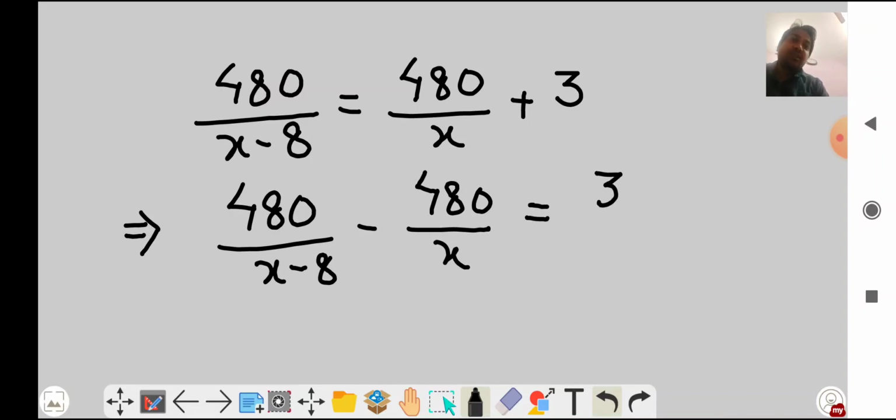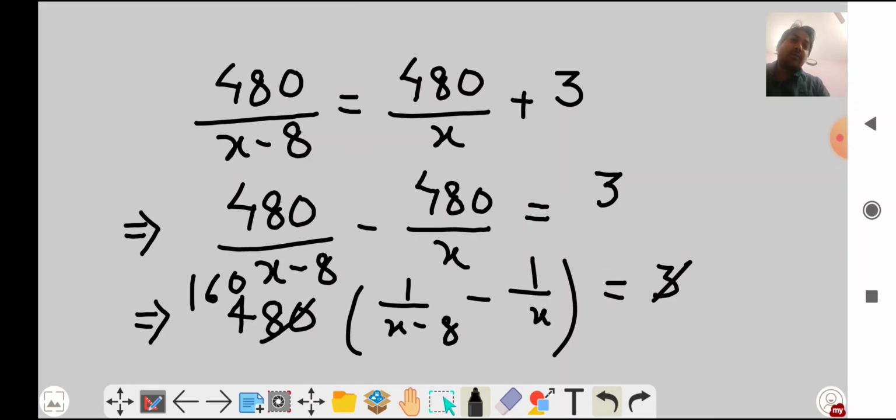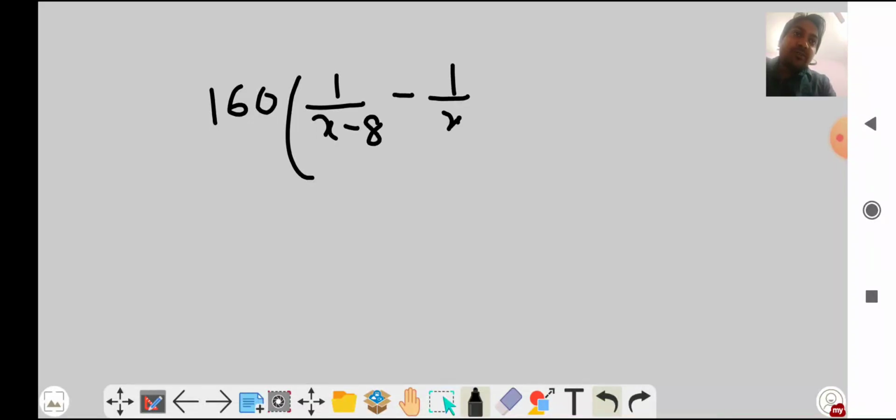Now we have to just simplify it. See here, I am taking 480 common, so this is 1 divided by x minus 8 minus 1 by x, and this is 3, right? We cut by 3, it will be 160. So 160 times 1 by x minus 8 minus 1 by x, and this will give 1.